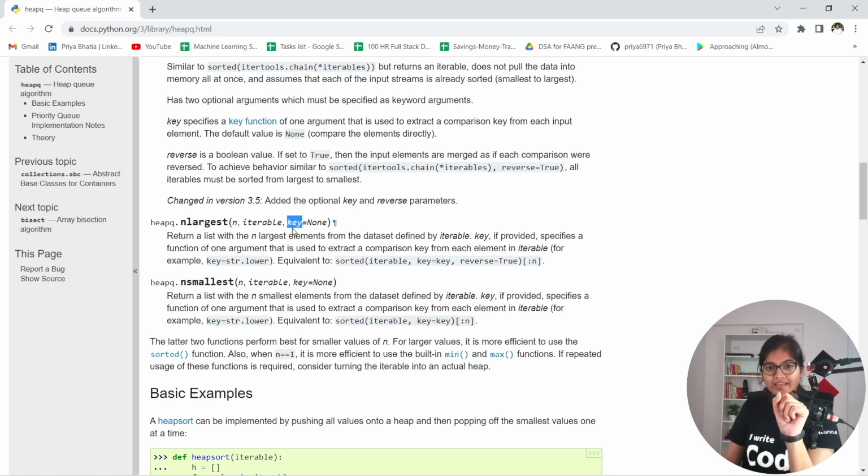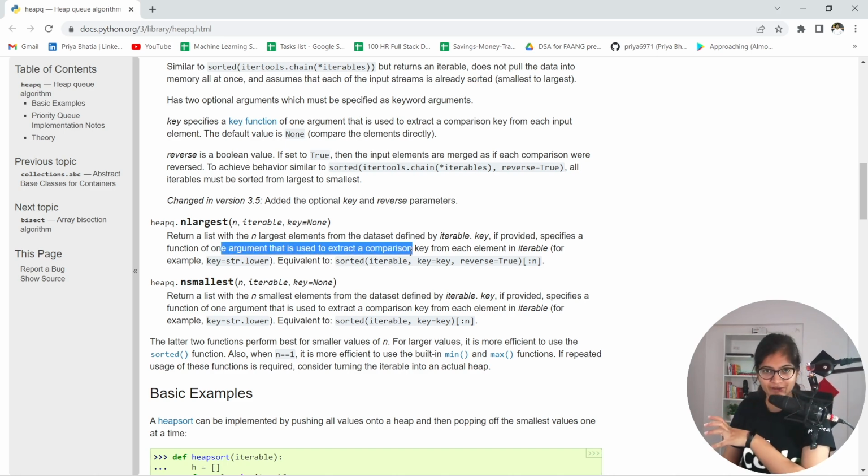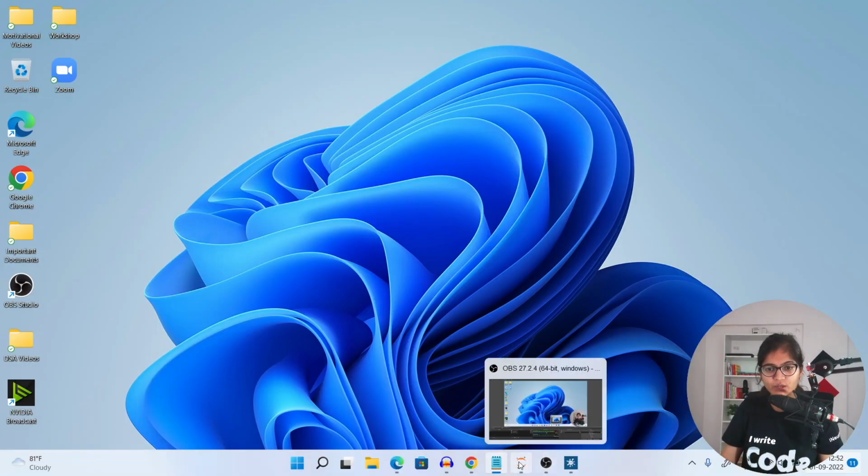And what is the key? Basically, if you will observe, key specifies a function of one argument that is used to extract a comparison key from each element. So what is the point where you want to do the comparison? I want to do the comparison on the frequency portion. So that is what we are defining in our code.